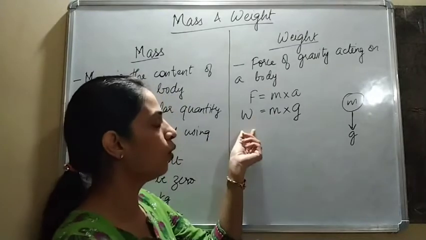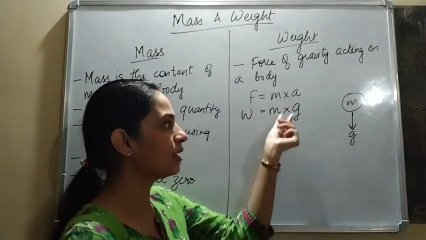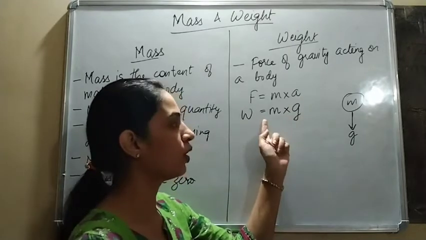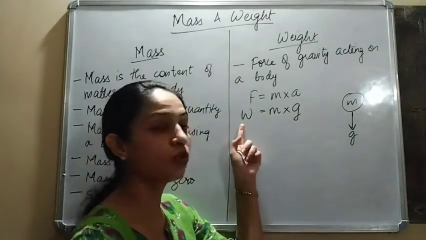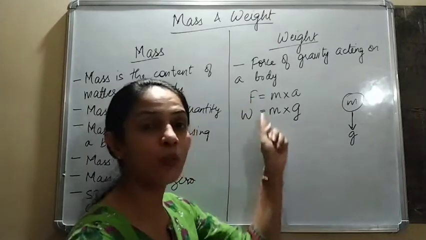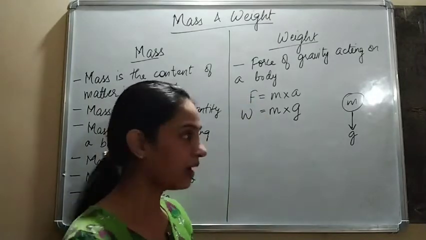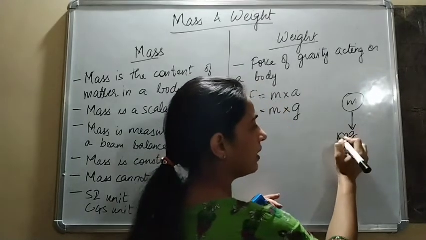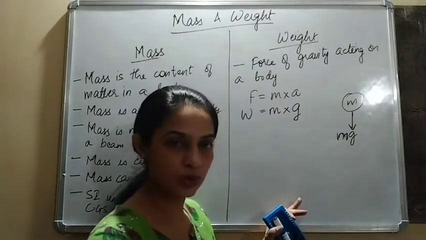Okay, so m is mass, a is acceleration, g is also acceleration. So product of mass into acceleration gives you force. That means weight is a force, right? So mg, force acting downwards, is a force.